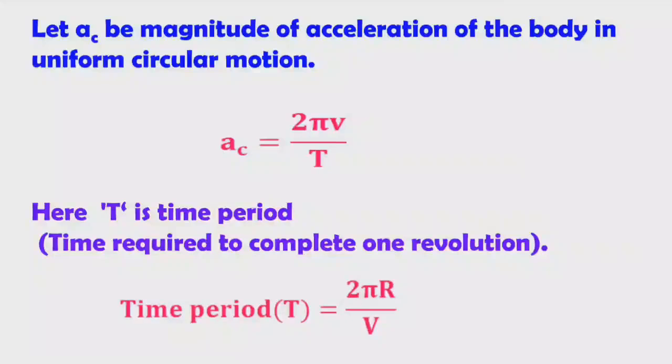Time period formula: 2 pi r by v. Time is equal to distance divided by velocity. When the radius of the circle is r, the total distance is nothing but the circumference, which is equal to 2 pi r, and velocity is v. So the time period t is equal to 2 pi r by v.